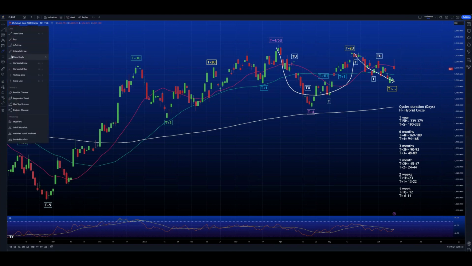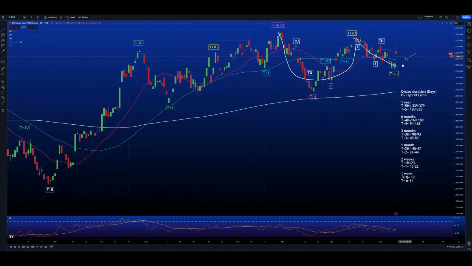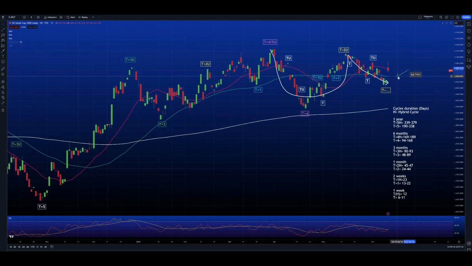And here I can also put an arrow where, considering the T plus 2, we have to spend at least the next week over this minimum. And this minimum is at $2,027. So that's the situation for the time being.